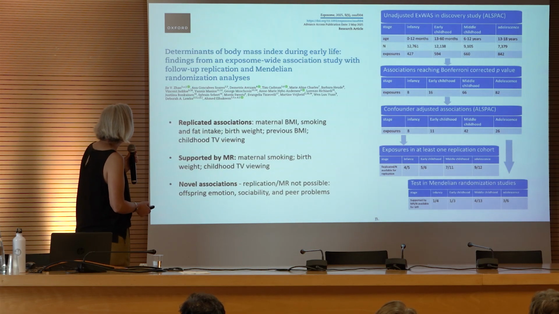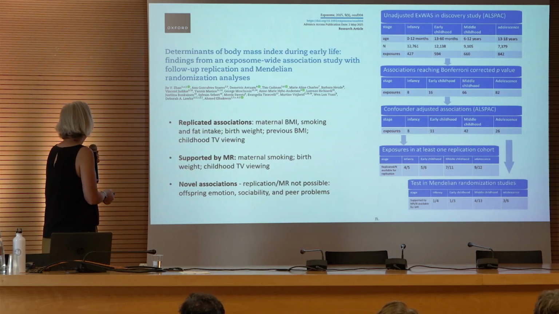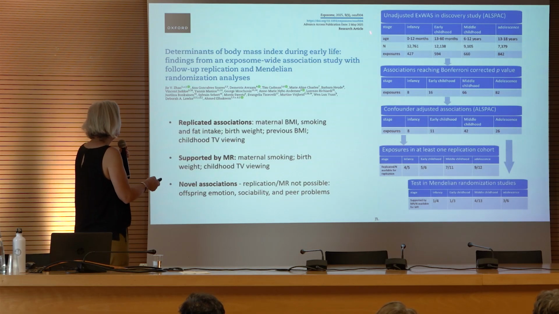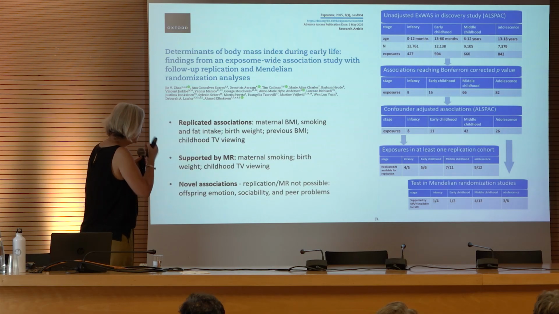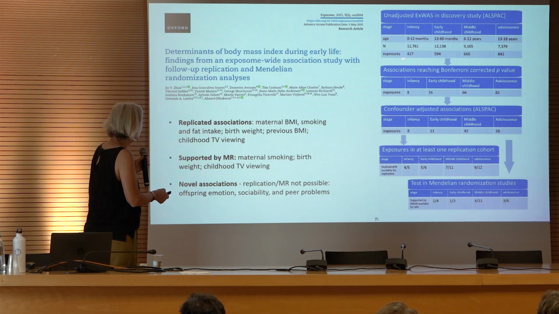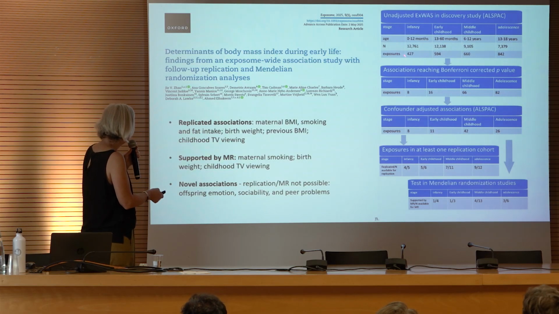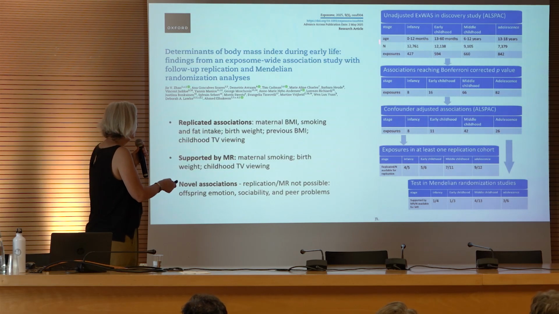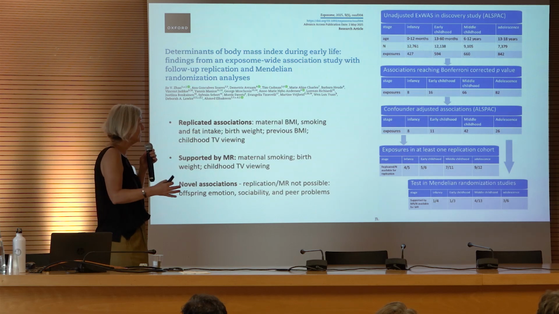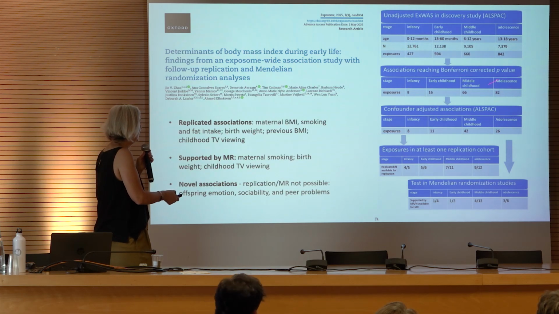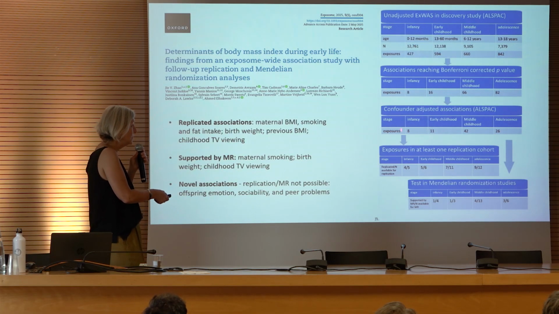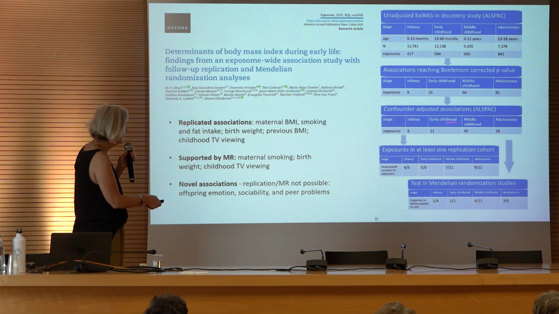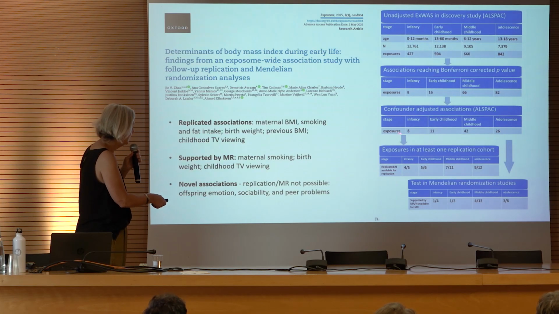And another example is this paper from the ALSPAC group. Also, first starting with an XWAS, and this is using many exposures, hundreds of exposures in the ALSPAC database. So first running the XWAS, all the exposures separately, correcting them for the multiple testing using the Bonferroni correction, adjusting these associations for confounders. So that leaves the study with far fewer associations.